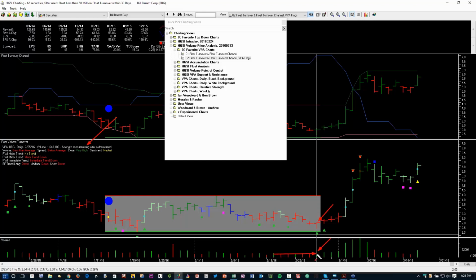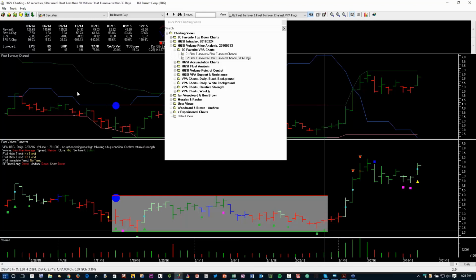It's a little bit higher than these previous bars. That's why this flag is generated. And then on the next day, an up bar closing near a high following a buy condition. The buy condition was previous. This confirms the return of strength.